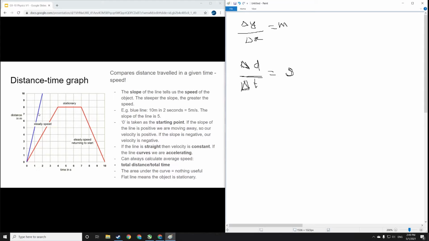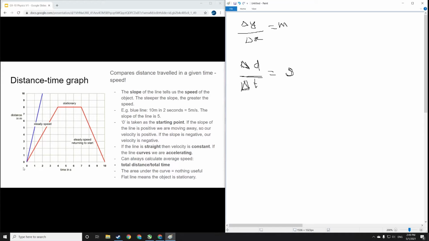So if you find the slope of a line, let's say it's the blue line, which is 10 over 2, the change in y is 10 and the change in x is 2. You can just find the speed. For this blue line, for example, it's 10 meters in 2 seconds. We can calculate that the exact same way, and we get 5 meters per second. And the slope of the line is also 5 over 1. So you've got to remember, in a distance time graph, the slope will always tell you the speed or the velocity.